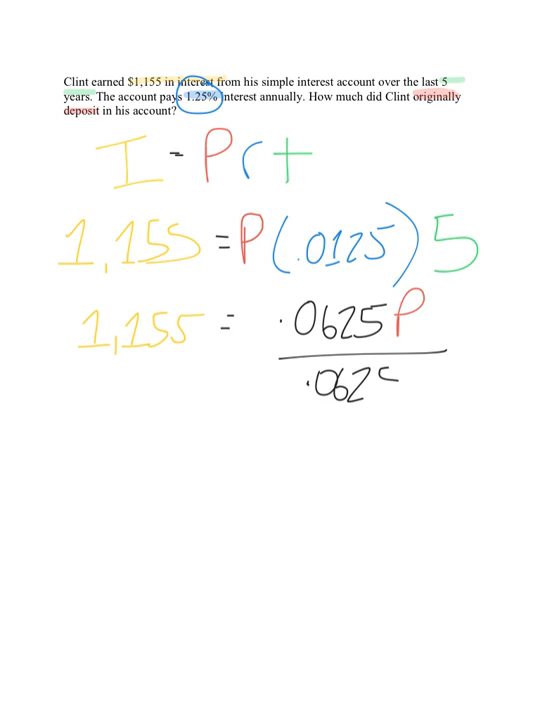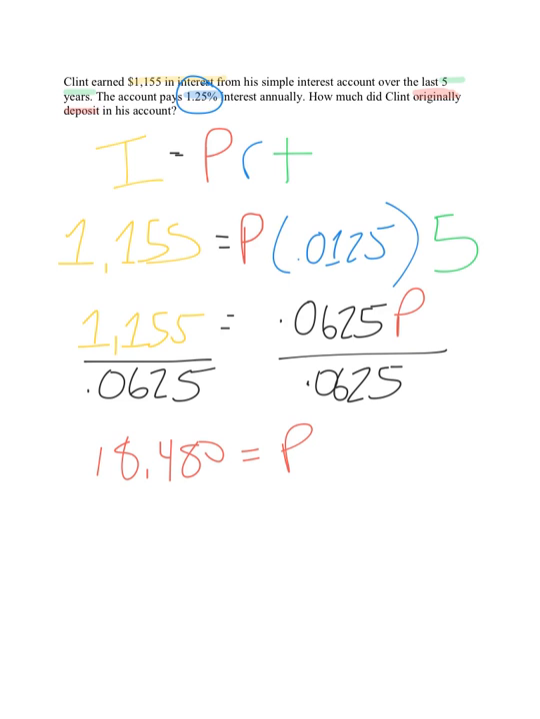So we want to solve for P. Notice they're being multiplied, so we have to do the inverse and divide by 0.0625. When we divide each side by 0.0625, we're going to be left with P on the right side. So we've isolated P. And we're going to be left with 18,480 on the left side. That tells us the initial amount he deposited in his account was $18,480.